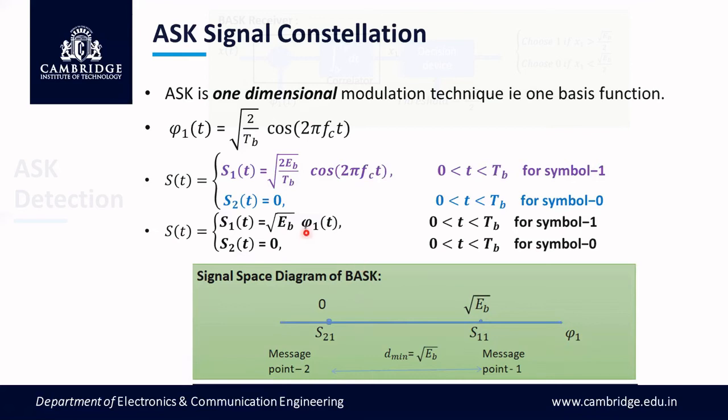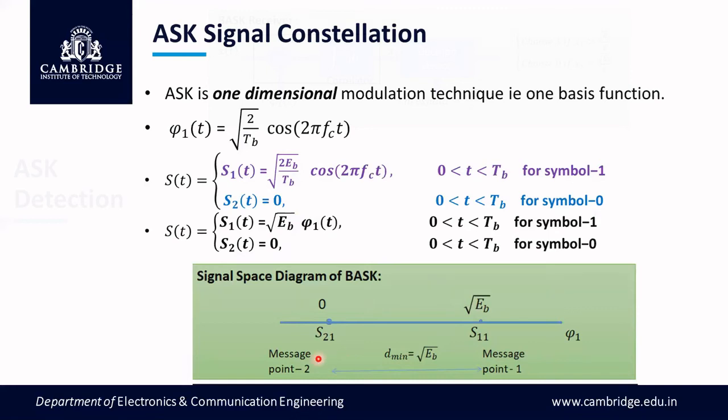This is the phi1 basis function. It should replicate exactly the basis function used at the transmitter, having two different amplitudes: root EB and 0. So root EB and 0 are the two points in signal space representing message point 1 and message point 2.